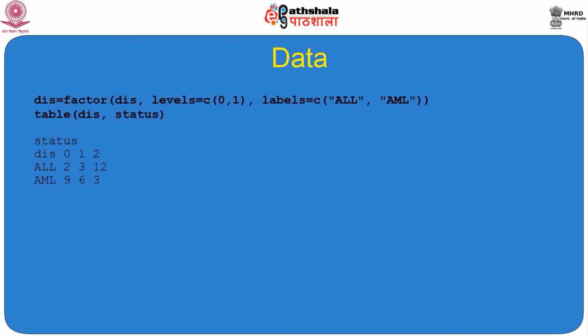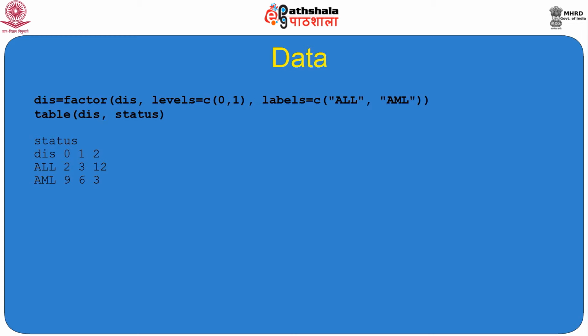As we mentioned earlier, DIS is coded as 0 and 1. So DIS equal to 0 has been labeled as ALL, and 1 is labeled as AML. It's a type of disease present in these bone marrow transplantations, a type of blood problem. We will not go into details here.